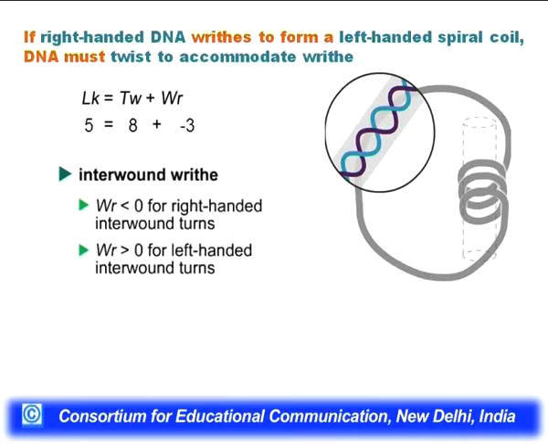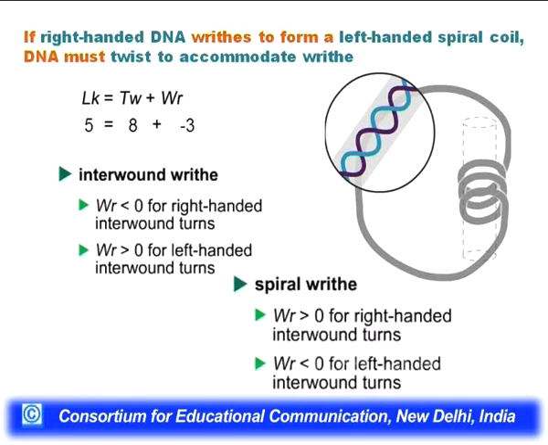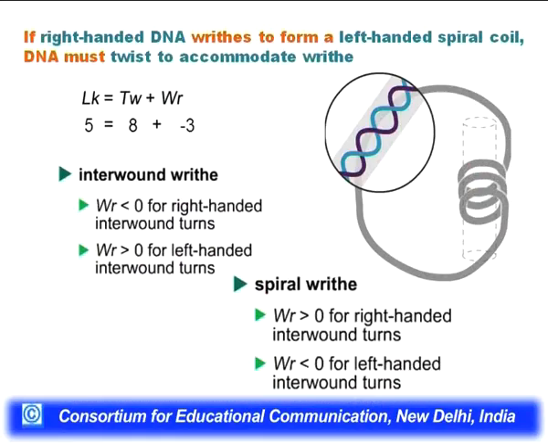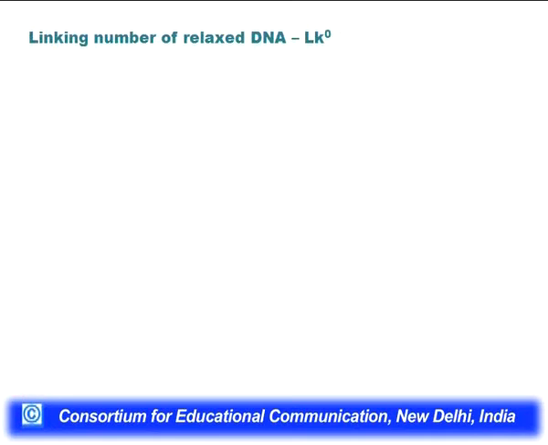And mind that all we are talking about is right-handed helices. So right-handed helices doing a right-handed interwound turn, writhe is less than 0. Right-handed helices doing a left-handed interwound turn, writhe is given as a greater than 0 value. And the same is opposite for the case of the spiral writhe. And the difference between interwound and spiral is that interwound is on its own axis and spiral is around a protein molecule. So I hope you understand it in a little clearer manner.